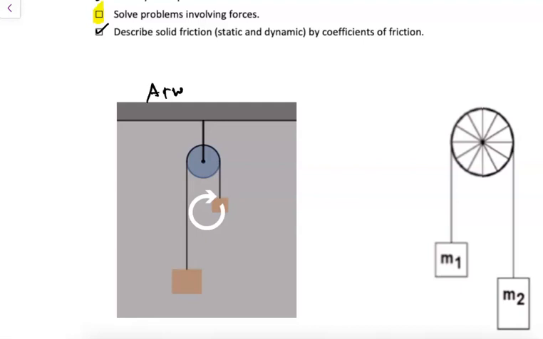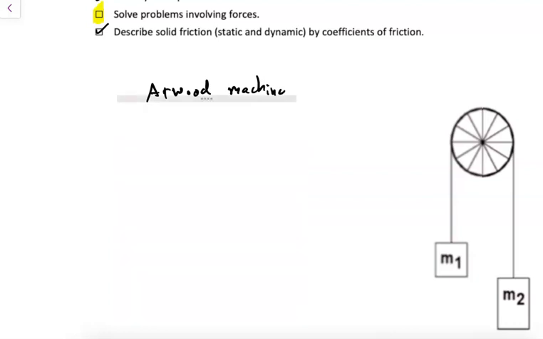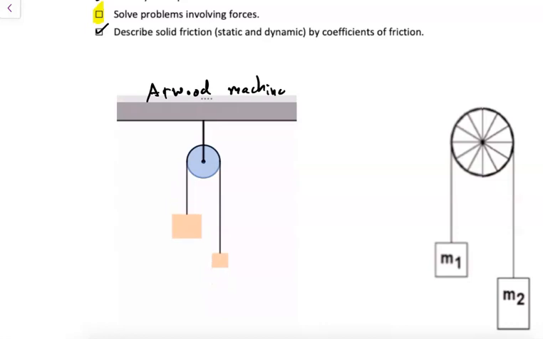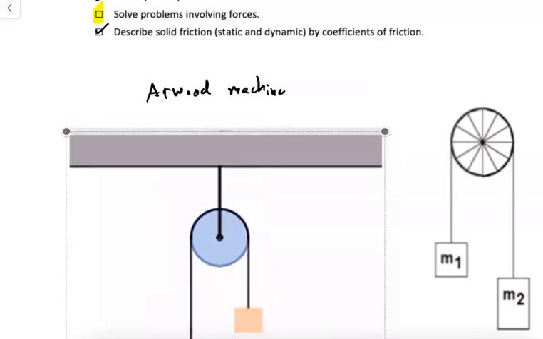This is an Atwood machine. An Atwood machine is a system that has two masses on either side of a pulley system. The pulley's purpose is just to transfer the force from one mass to the other mass. So if the left side's motion is downward and it's pulling downwards, the right side's mass is not going downwards, it's going upwards. So we're going to have to look at the specific qualities of this system to be able to analyze it quantitatively.